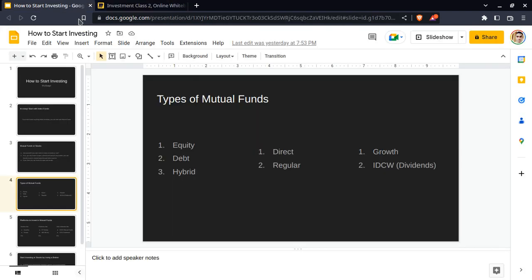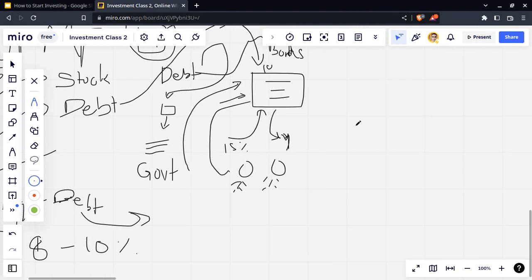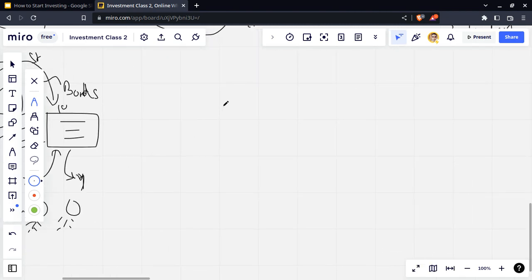Next classification is direct and regular funds. Let us see what this is. Now here is me. I'm a poor person with hair like this and I want to invest. So I saw a fund house. It was HDFC Mutual Fund, suppose. HDFC Mutual Fund.